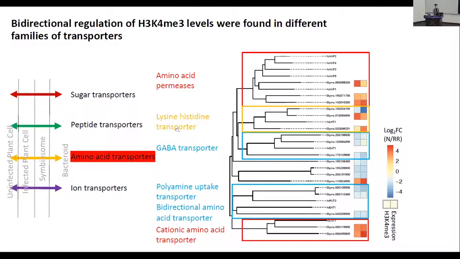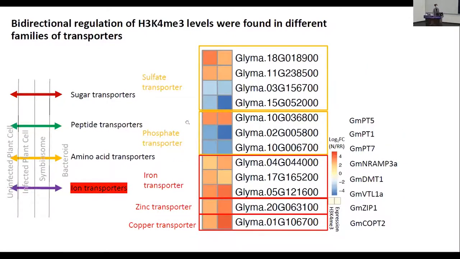And also, the bidirectional regulation could be found in the lysine histidine transporters. And lastly, as for anion transporters, the bidirectional regulation could be found in the sulfate and the phosphate transporters. Besides this, the upregulation could be found in the iron, zinc, and the copper transporters.